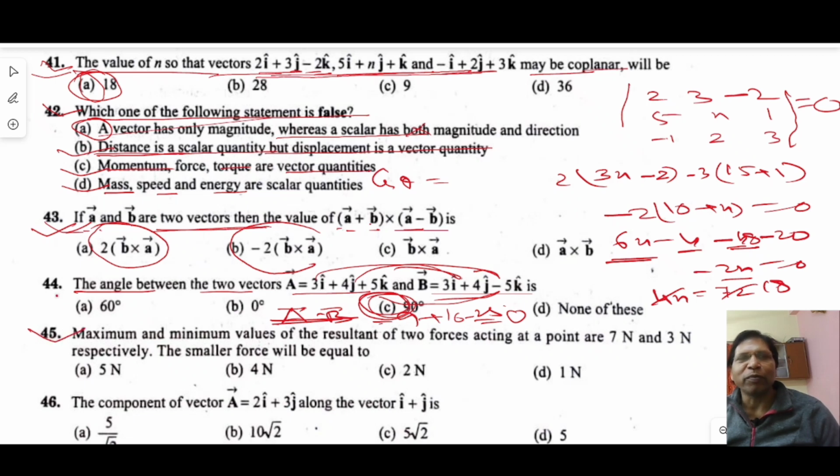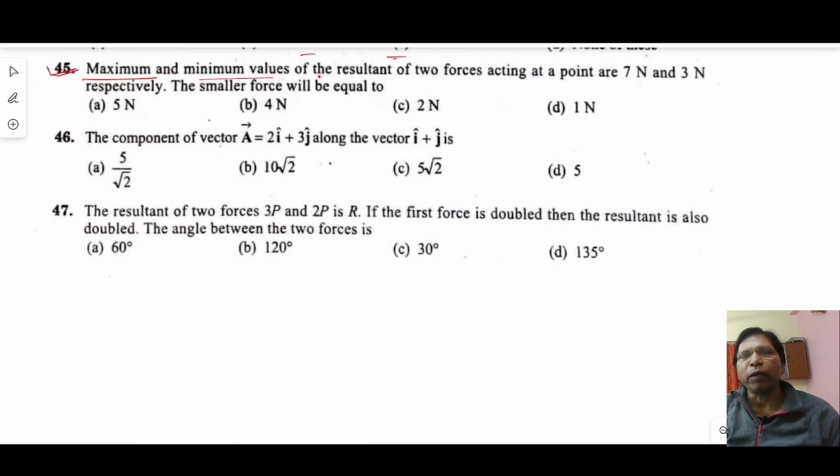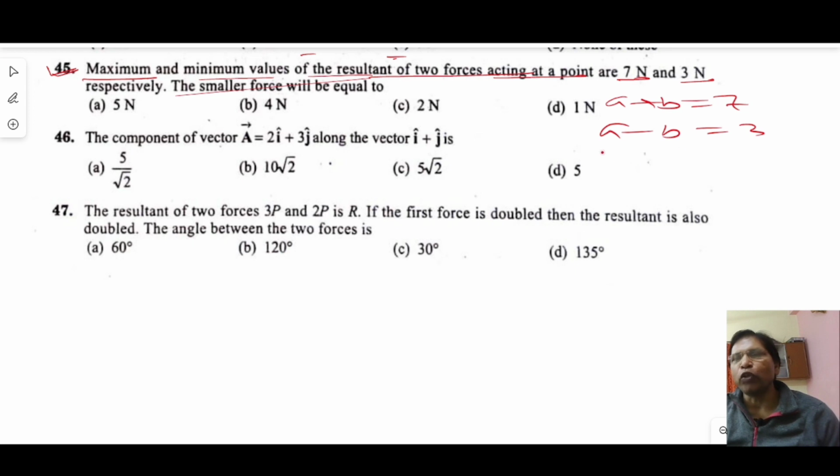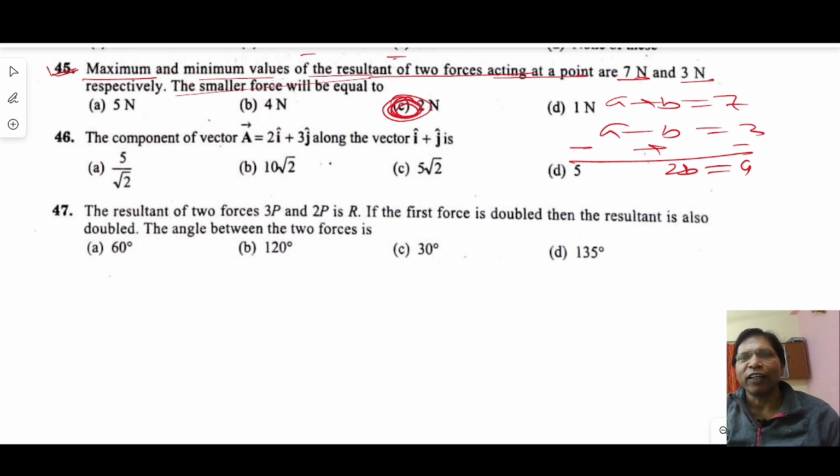Now question number 45. The maximum and minimum values of the resultant of two forces acting at a point are 7 Newton and 3 Newton respectively. The smaller force will be. Okay, look at this. The maximum value, that is A plus B equal to 7. Minimum value, A minus B equal to 3. Okay, now we have to calculate B, minus plus minus. So this is the 2B equal to 4. So B equal to 2. This option is correct. Okay, understood?